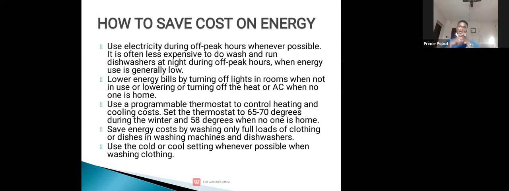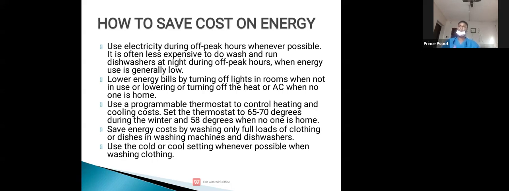Now, off-peak hours, like it is often less expensive to do wash and run dishwashers at night during off-peak hours when energy use is generally low. People sleep at night and the energy consumption in the night is quite low. So consuming electricity at night gives you a space or a floor for that.